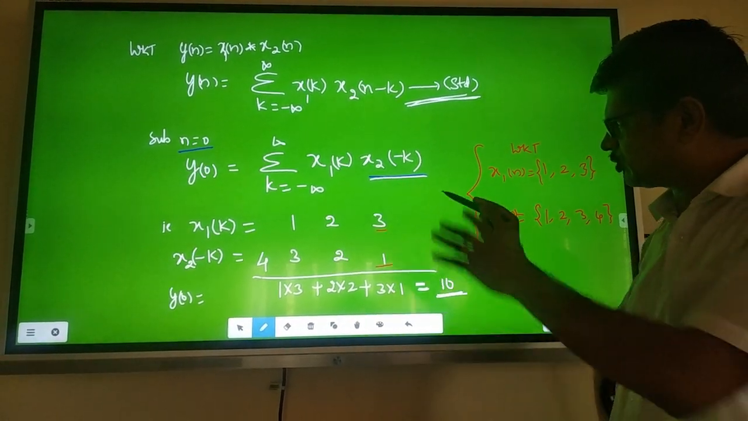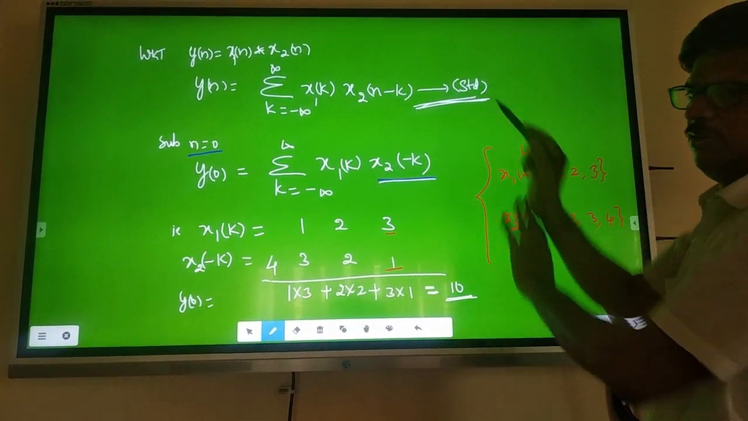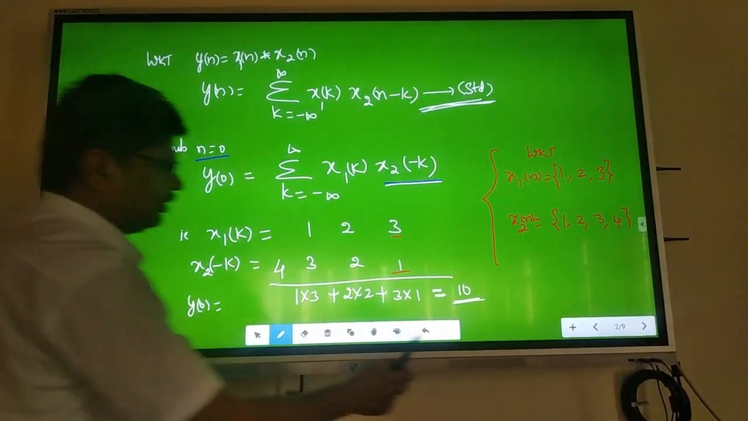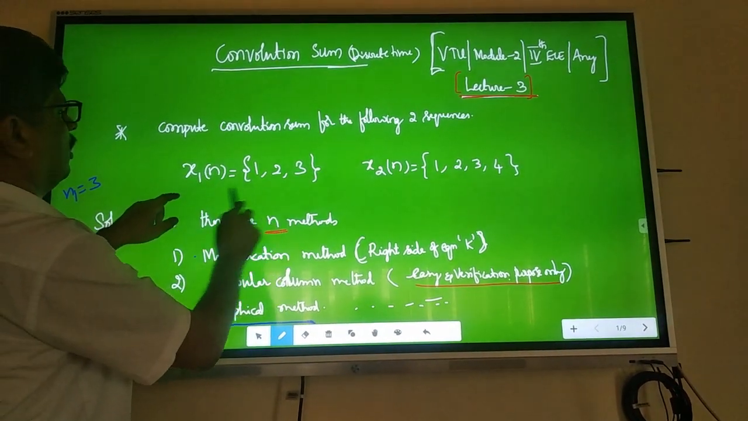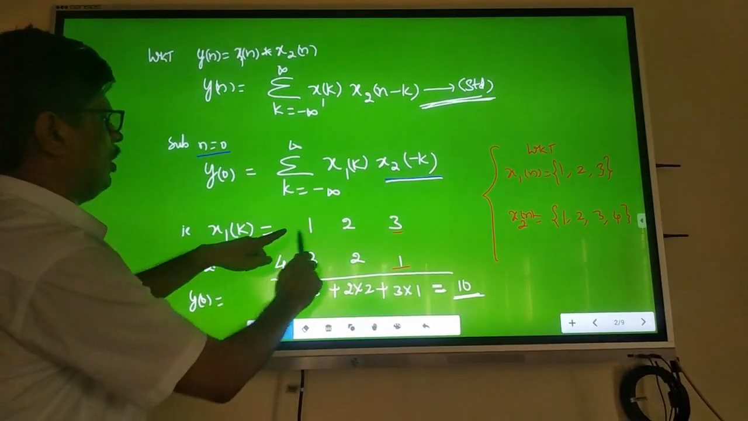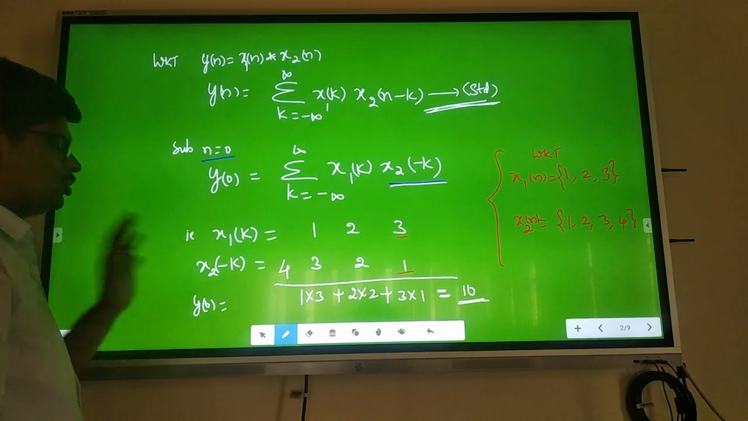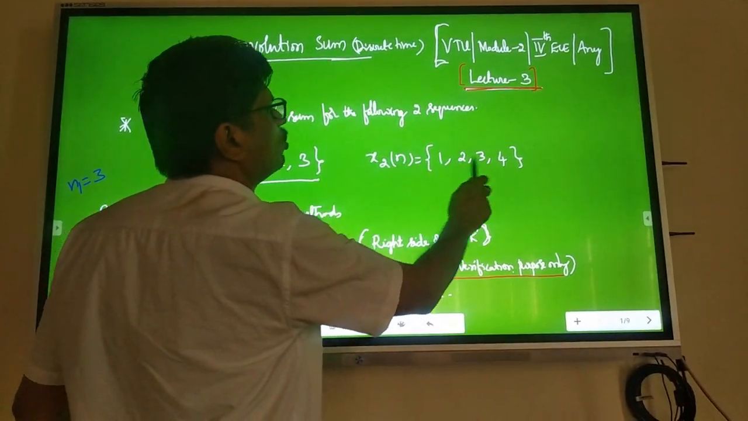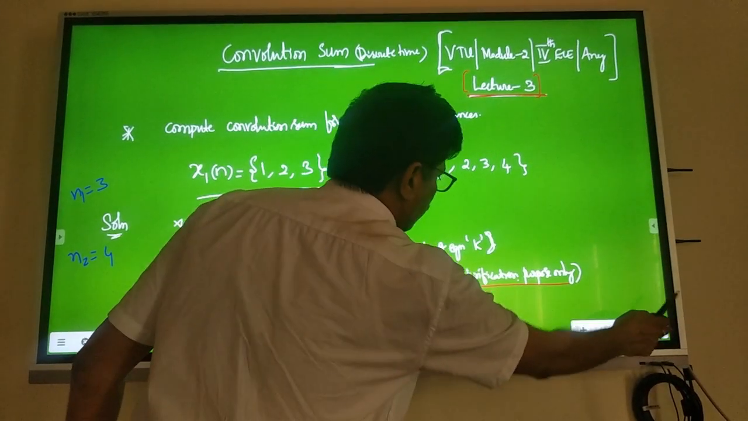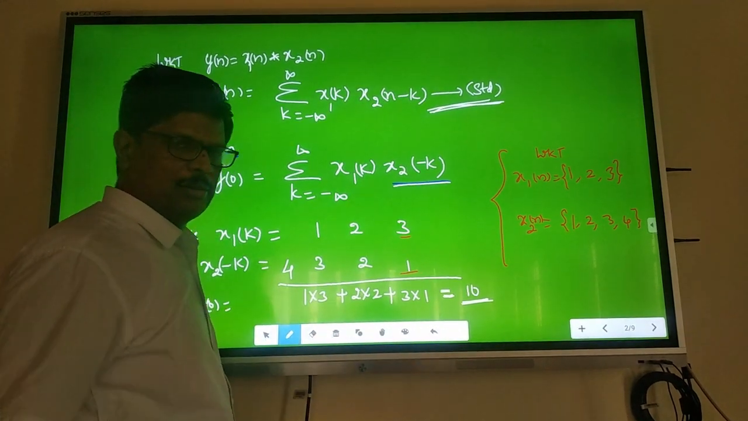What is x2 of minus k? It is nothing but the mirror image. Whatever is there now, you write it on the left side. We have seen that. First write x1k as given: 1, 2, 3. Then x2 of minus k is the mirror image of x2k. x2k is 1, 2, 3, 4, so the mirror is 4, 3, 2, 1 on this side.